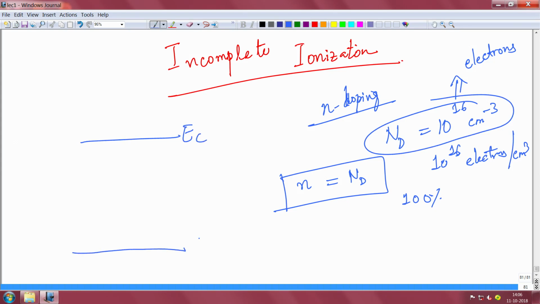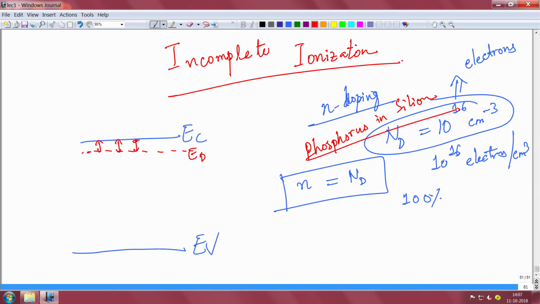this is the conduction band, this is the valence band, and there's a donor energy level, ED. If you put phosphorus in silicon as an n-type dopant, this phosphorus will introduce a donor energy level which is very, very close. The energy difference between ED, the donor energy level, and EC is kT or less than kT, which means at room temperature there is sufficient energy from thermal vibration to put all the electrons up in the conduction band.